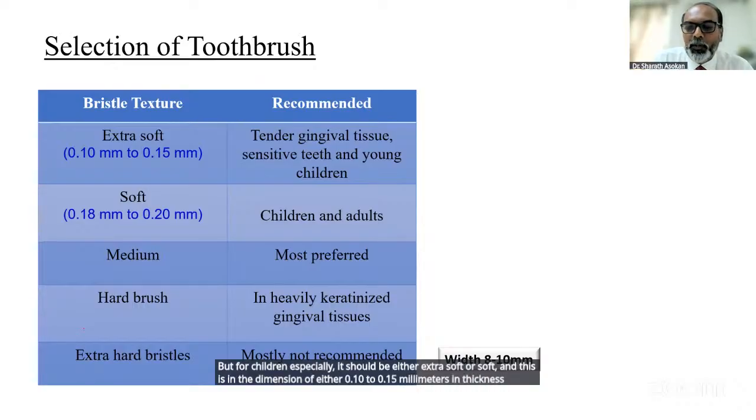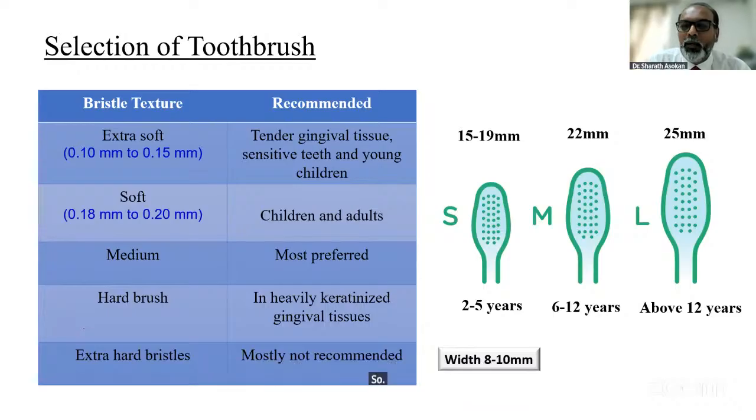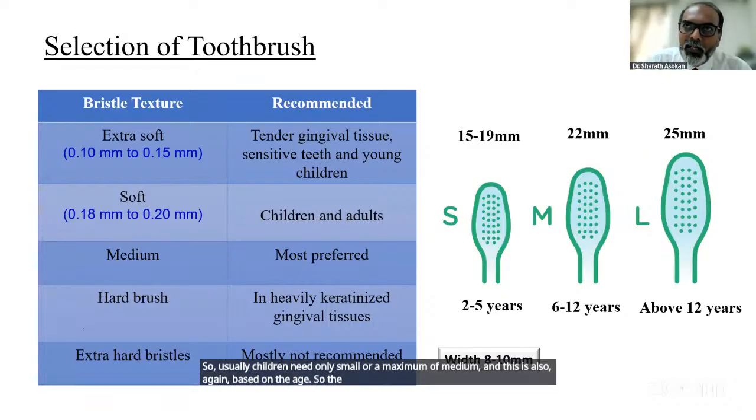So that's the maximum you can have. And based on the size, we always have this doubt whether we should use a small, medium, or large. So usually children need only small or a maximum of medium. And this is also again based on the age. So the age of the child is important. The manual dexterity of the child is important.